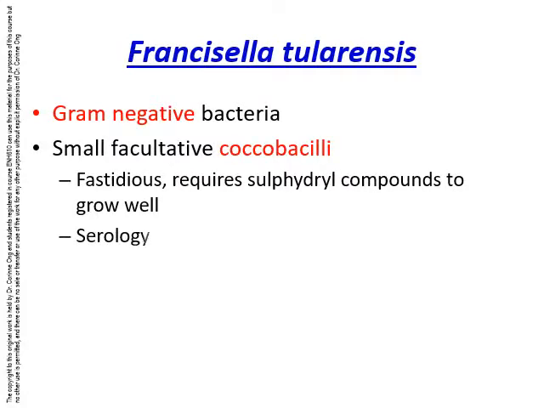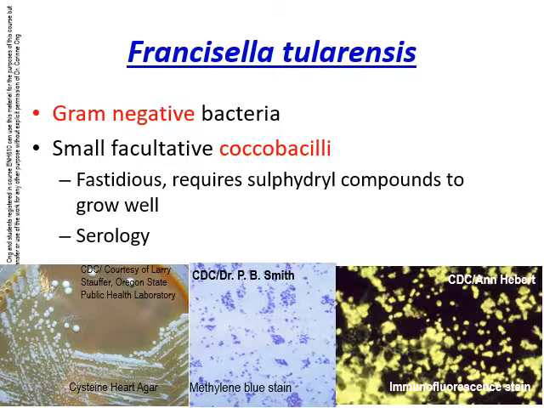The bacteria that causes tularemia is called Francisella tularensis. It's a gram-negative bacteria, and it's a small facultative cocobacilli. It's very difficult to grow, it's fastidious, and it requires sulfhydryl compounds to grow well. So most of the time, the diagnosis of tularemia is carried out using serology.